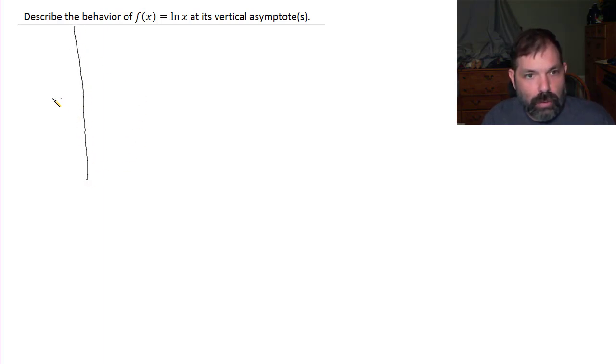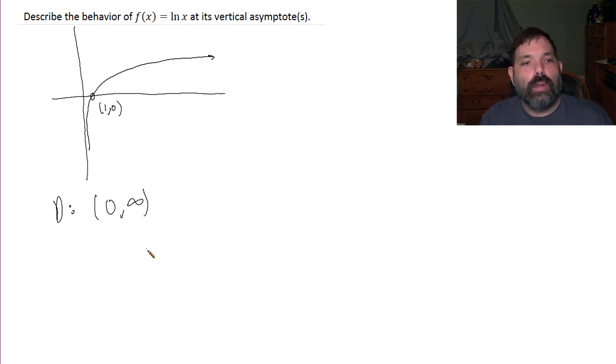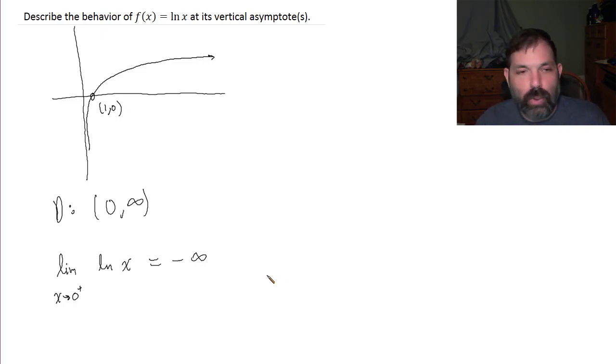We know that the natural log function looks roughly like this, where this is the point (1, 0). Now I know that the domain of the natural log function is 0 to infinity, with 0 in parentheses. Remember, I cannot find the natural log of 0. And so really there's only one limit that I can consider: the limit with x approaching 0 from the right. I can't approach 0 from the left because that's not in the domain of the function. The limit as x approaches 0 from the right of the natural log function is negative infinity. All right, so that's one that we want to be aware of.